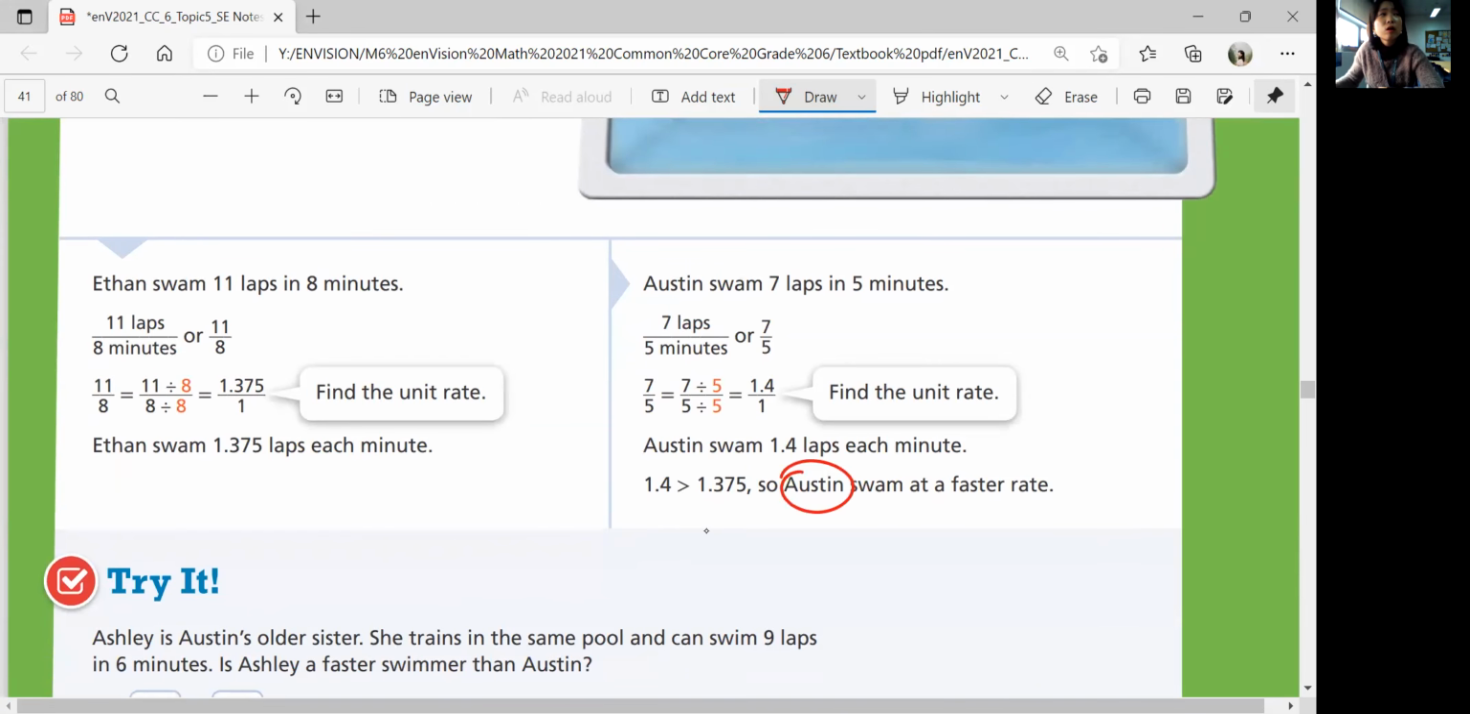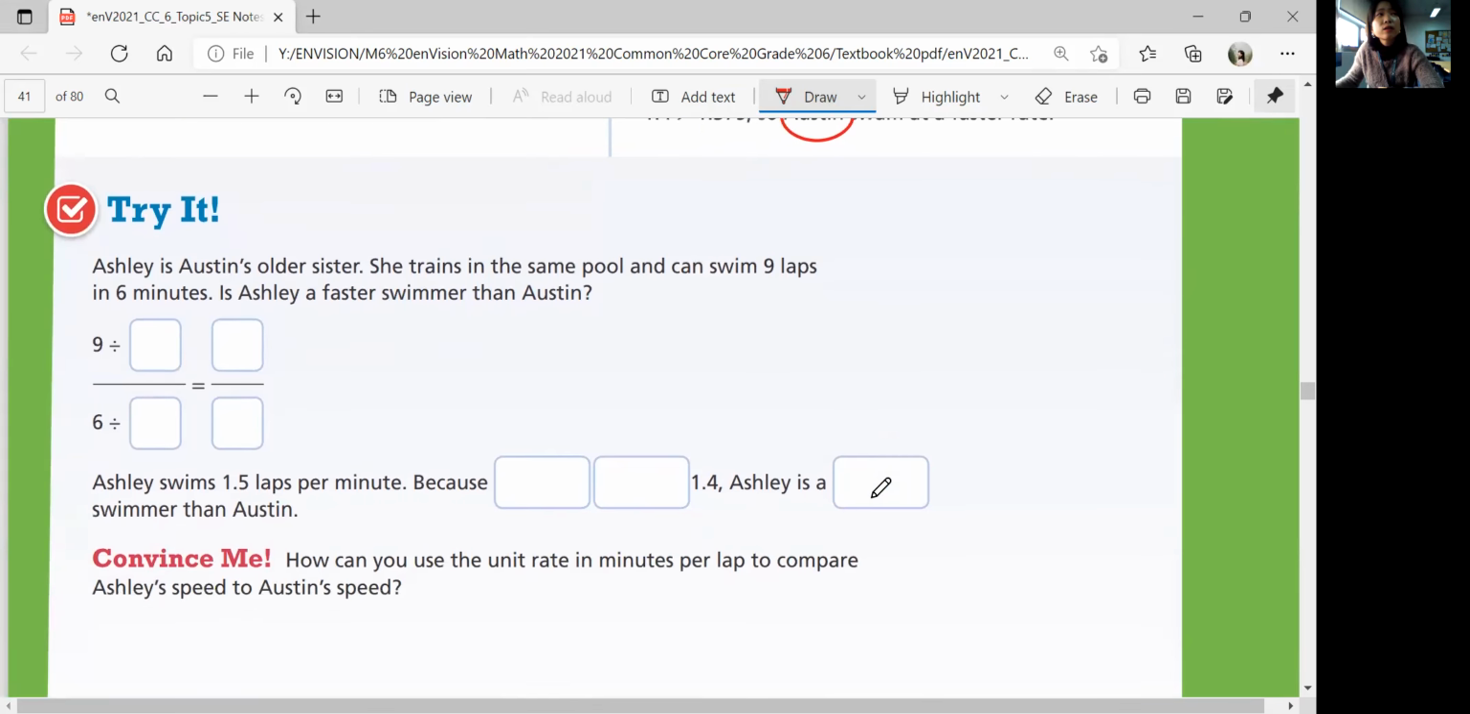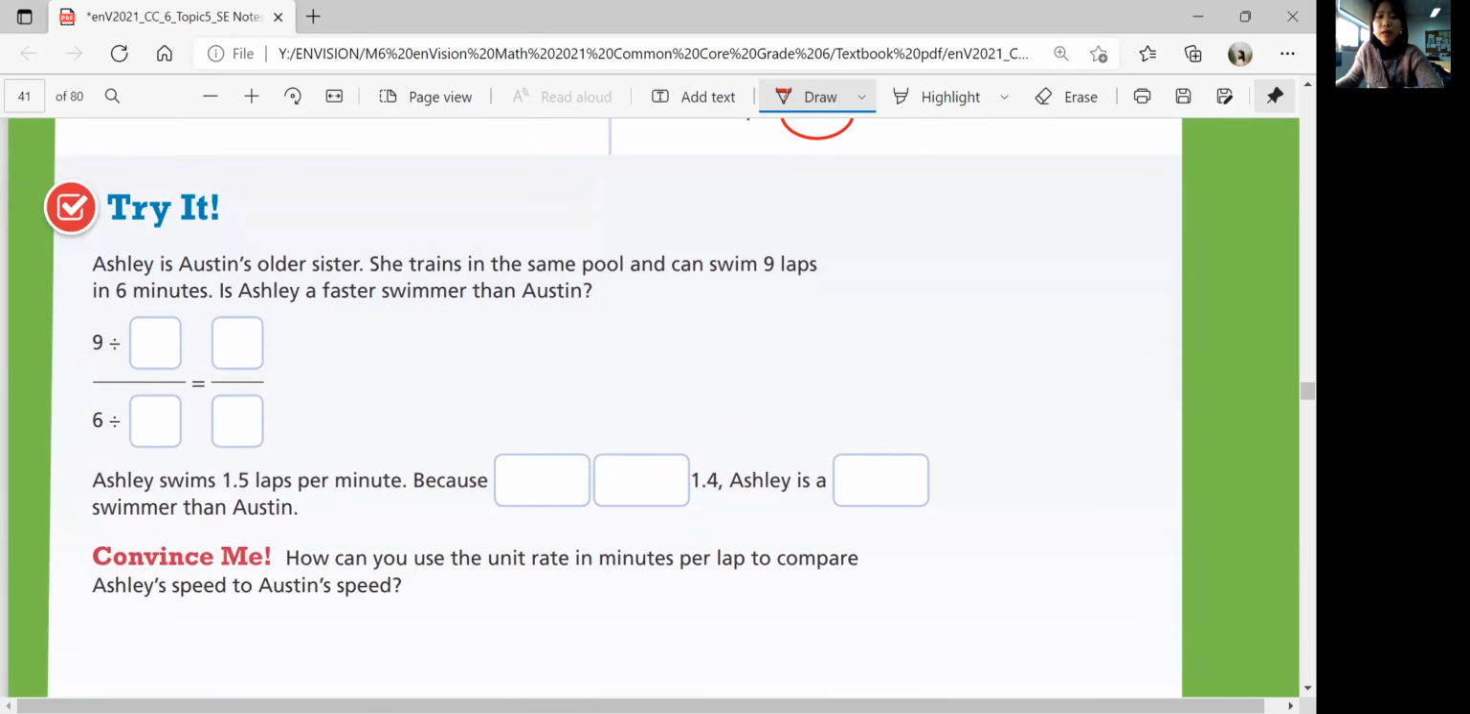Okay. Let's look at the Try It. See if you can fill in the blanks and figure out the answer by yourself. Come back when you're ready.